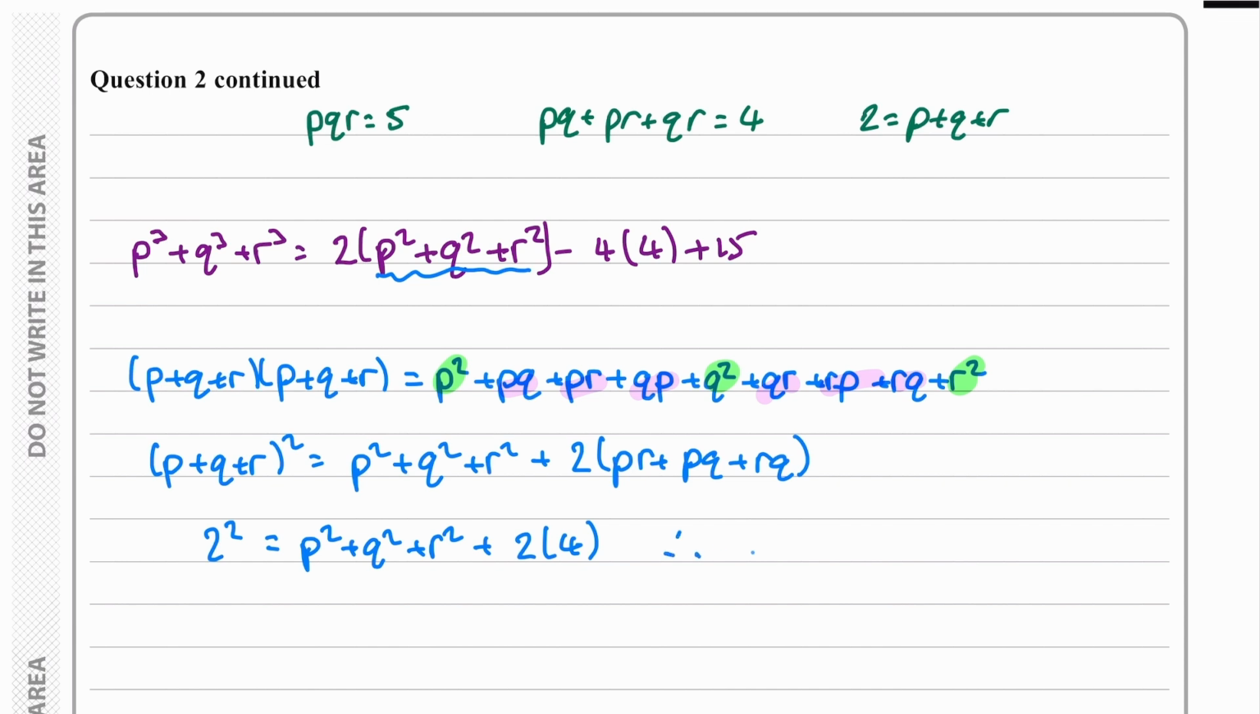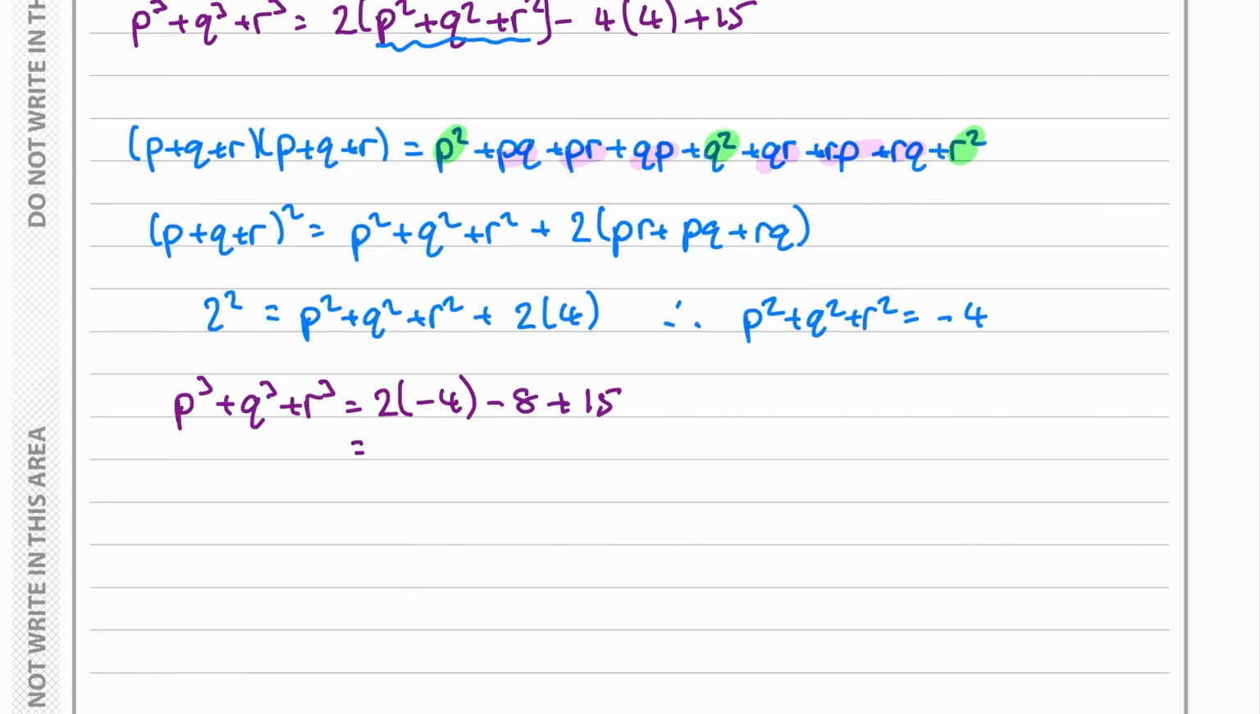So therefore, p squared plus q squared plus r squared will equal the 4 minus the 8. So negative 4. And then we can substitute this value back into here. So we'll get negative 16 plus the 15, which gives us negative 1.